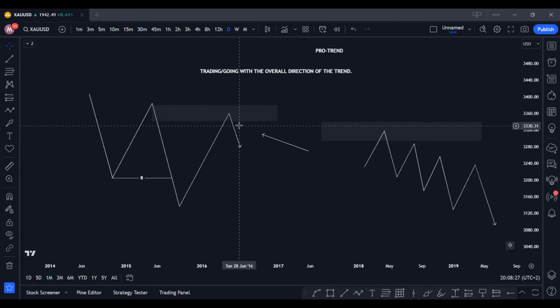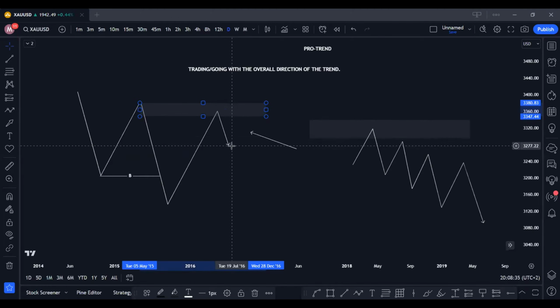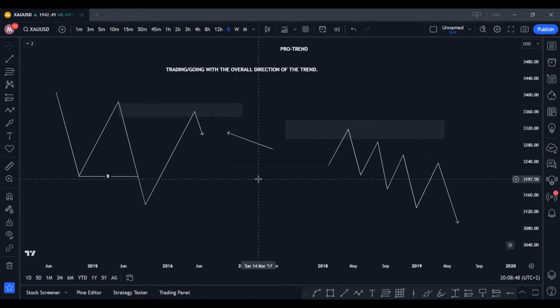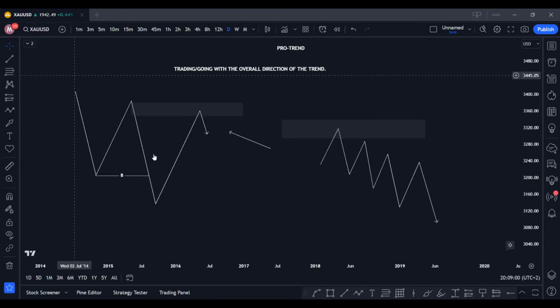Immediately when you have that, within your order block or your supply area, you're going to look for your confirmation entries. But what happens if maybe you don't find any confirmation entries, or you missed the trade? That's where you're going to implement your pro trend trades, going with the overall direction of the trend, which is the bearish trend.